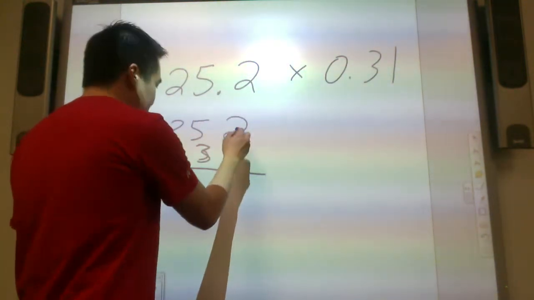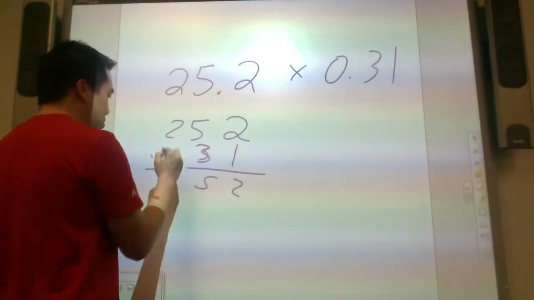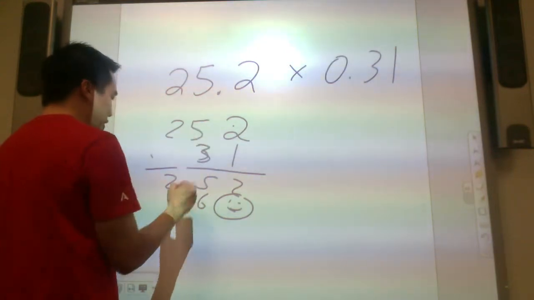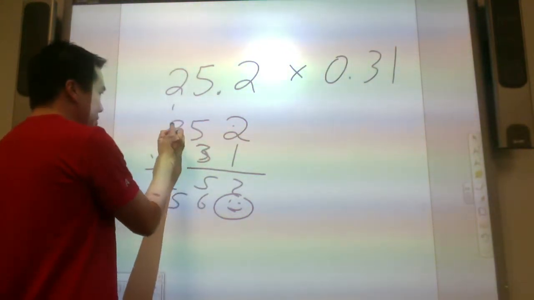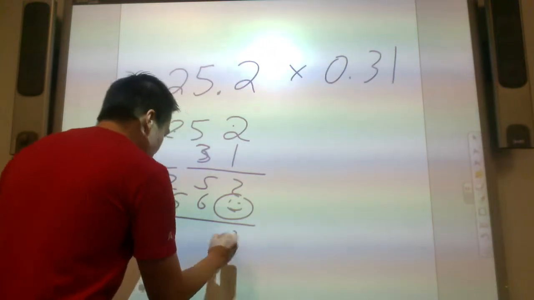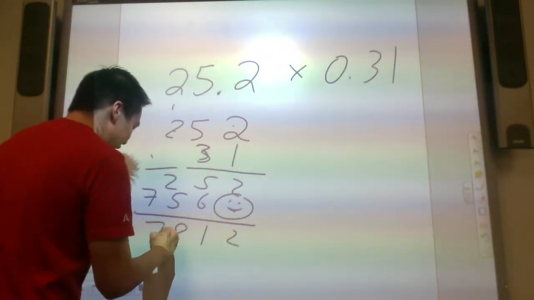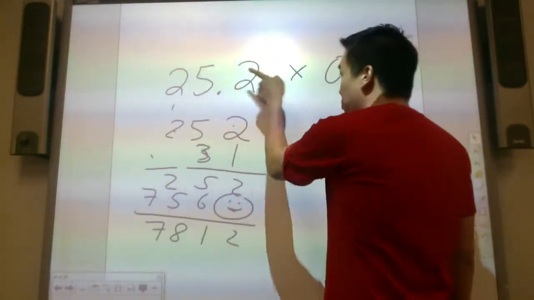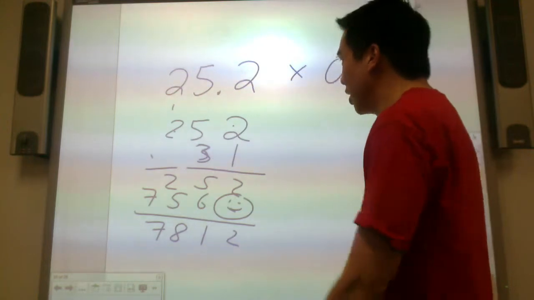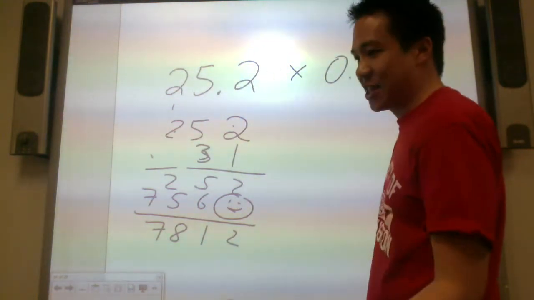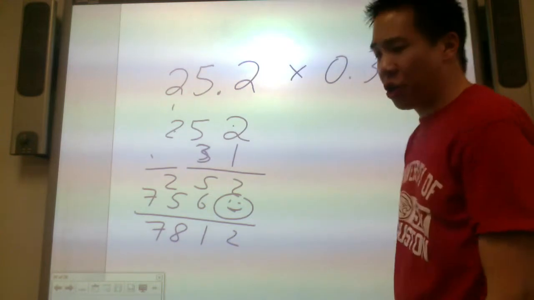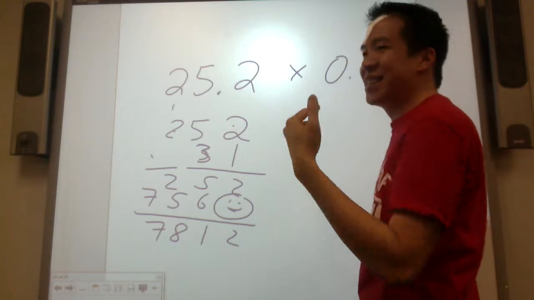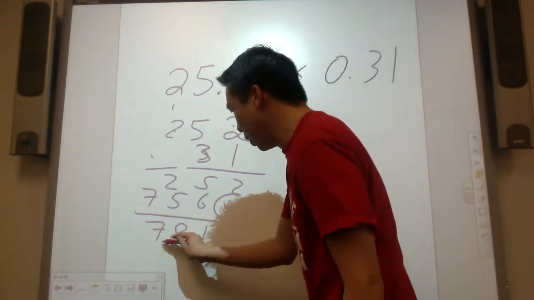numbers. So 1 times 2 is 2, 1 times 5 is 5, 1 times 2 is 2. Smiley face, our placeholder. 3 times 2 is 6, 3 times 5 is 15, carry the 1. 3 times 2 is 6 plus 1 is 7. 2, 11, carry the 1, that's 8. 7,812. That would have been the answer if these were both whole numbers. They are not. What place value is the 2 in? In the tenths place. What place value is the 31 in? In the hundredths place. Tenths times hundredths is thousandths place.